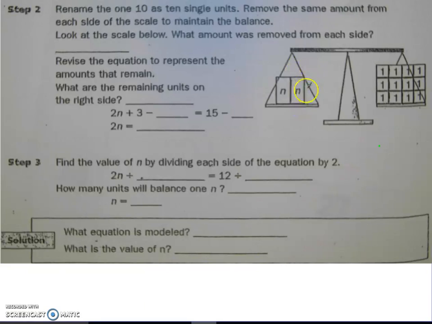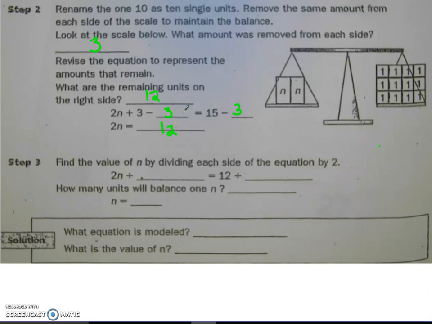Well, the 3 ones were removed over here, and 3 ones were removed from here, making it now 12. So we had 3 removed. Revise the equation to represent the amounts that remain. What are the remaining units on the right side? 1, 2, 3, 4, 5, 6, 7, 8, 9, 10, 11, 12. So we had 2n plus 3, then we had to minus 3, and 15 minus 3 is 12.